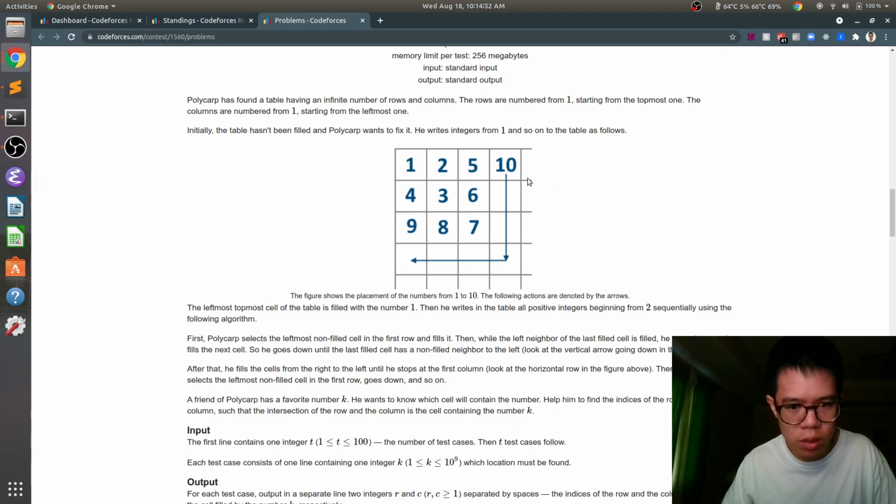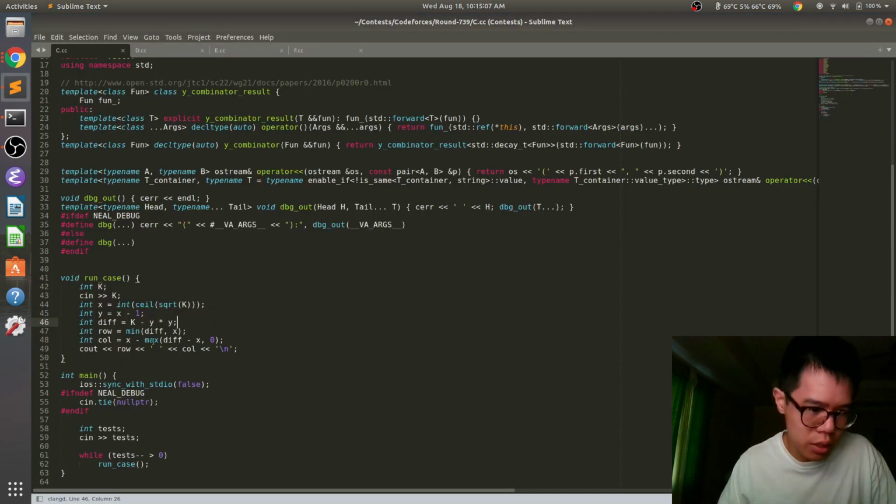The reason for that is basically for the section from 10 through 16. 10 will be 1, 11 will be 2, 12 will be 3, 13 will be 4, 14 will be 5, 15 will be 6, and 16 will be 7. And so that's what I'm working with now. There's 1, 2, 3, 4, 5, 6, 7. And then the idea is that the row is just the minimum of this difference and x.